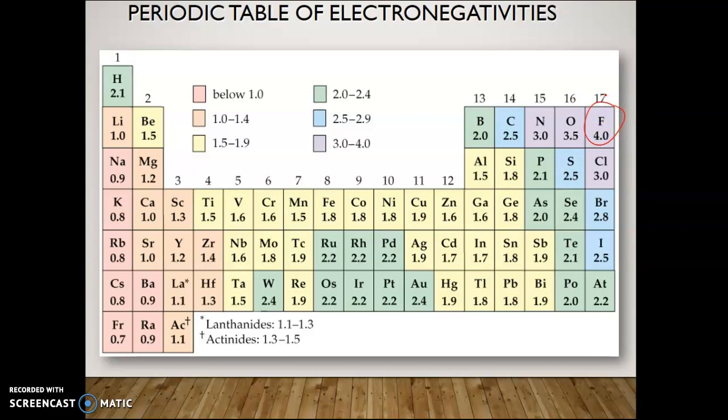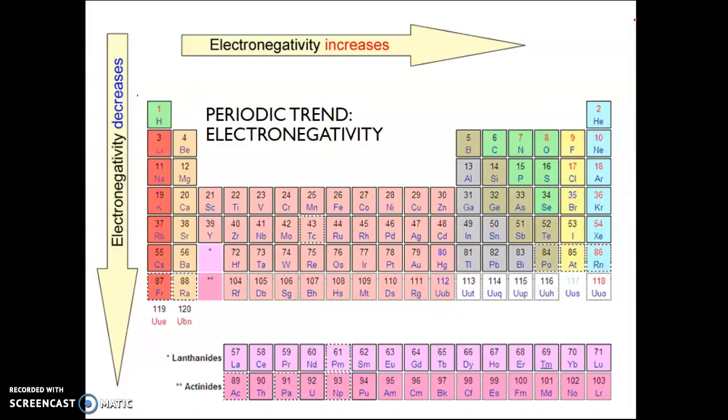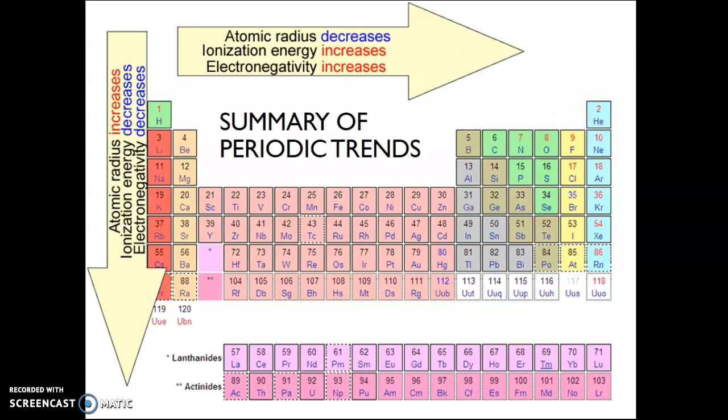What do I not see on my periodic table here? A big group way over here. My noble gases, right? My noble gases are not on my electronegativity chart because they have no need to attract electrons because their shell is already full. So on your periodic table, I want you to go ahead and circle fluorine, and I want you to put EN, so that you know that electronegativity is highest at fluorine.